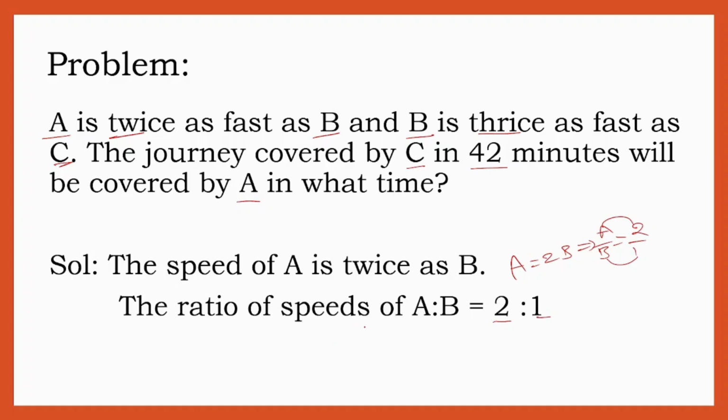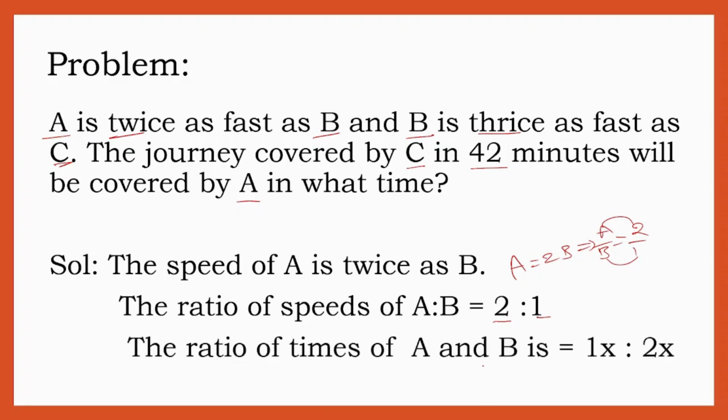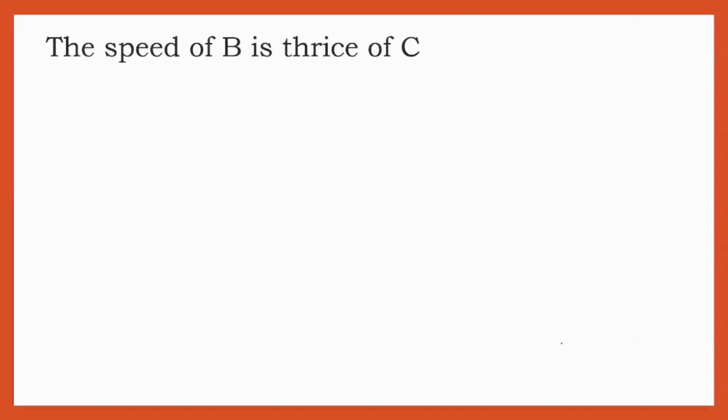Then the time ratio becomes 1 is to 2. So that's why it is reversed, 1 is to 2. That's why the ratio of times of A and B is 1x and 2x. Let it be. Now let us discuss B and C.